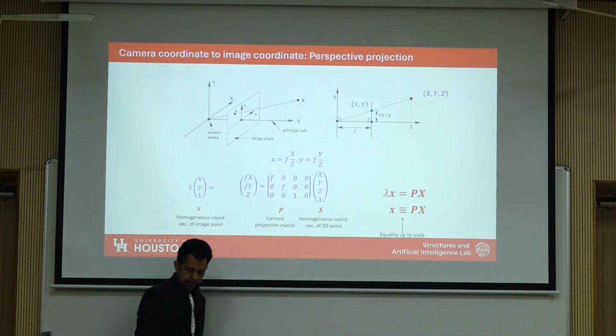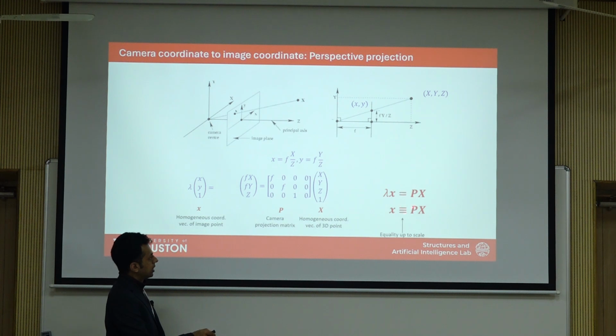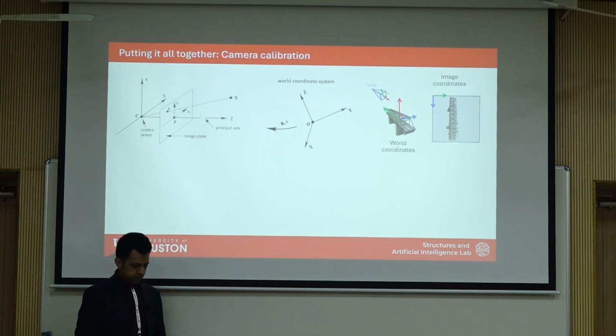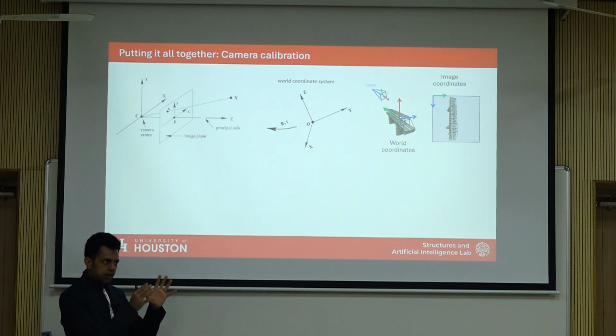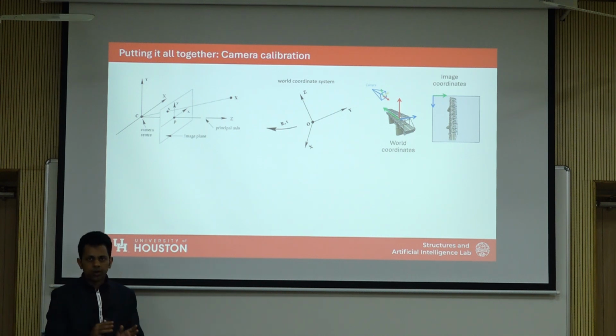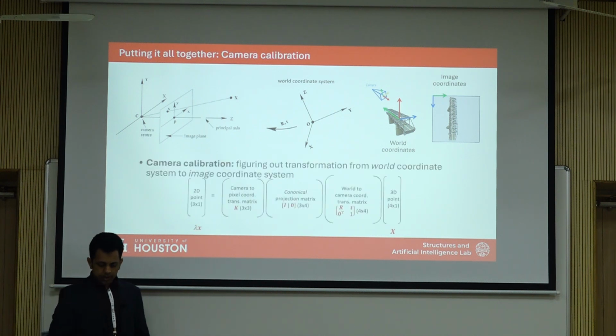And we can write it with 3 lines to show that equality up to scale if you want to drop the scale factor lambda. Okay. So now we can put it all together. Right? We have the translation, we have the transformation from the world coordinate to the camera coordinate and the camera coordinate to the image coordinate. And this is what we get.